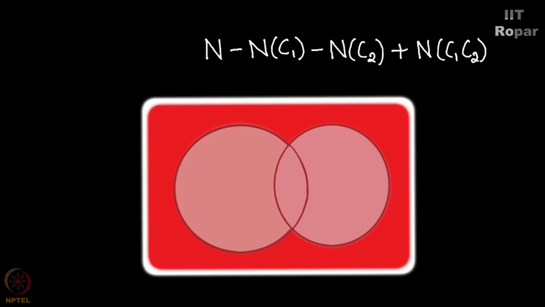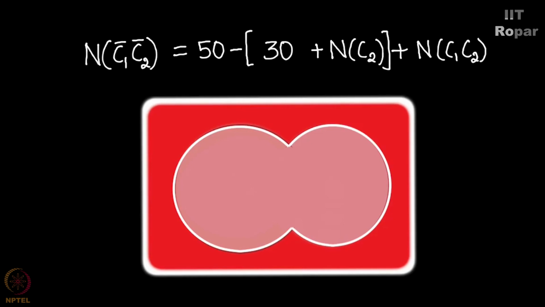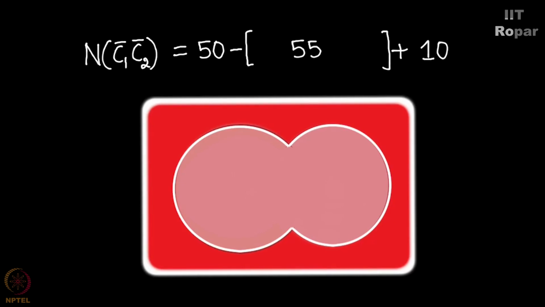I have removed this area twice, so I'm going to add it back once, which means that I have just removed it once. So this area is no more there. So we do not have this entire portion. What remains is the area outside the two circles. So how do we do that? N of C1 bar, C2 bar is N, 50, minus 30 plus 25, which is 55, plus 10. So 50 minus 55 is minus 5, plus 10 happens to be 5. So 5 of the people in the community do not have a dog or a cat as a pet.